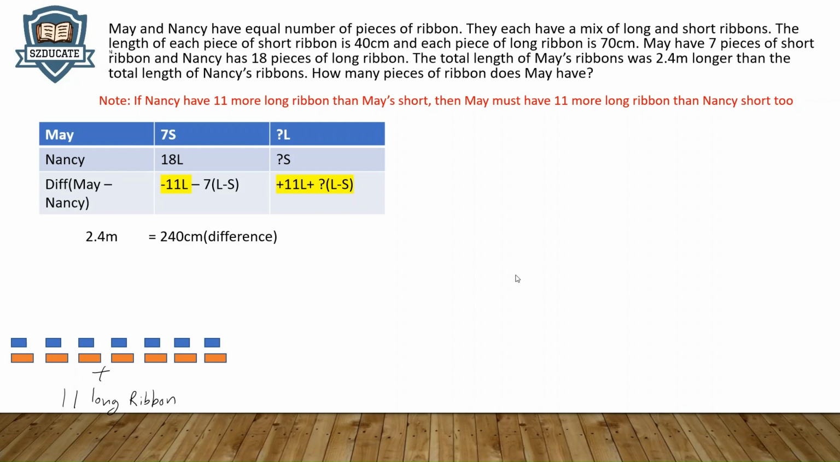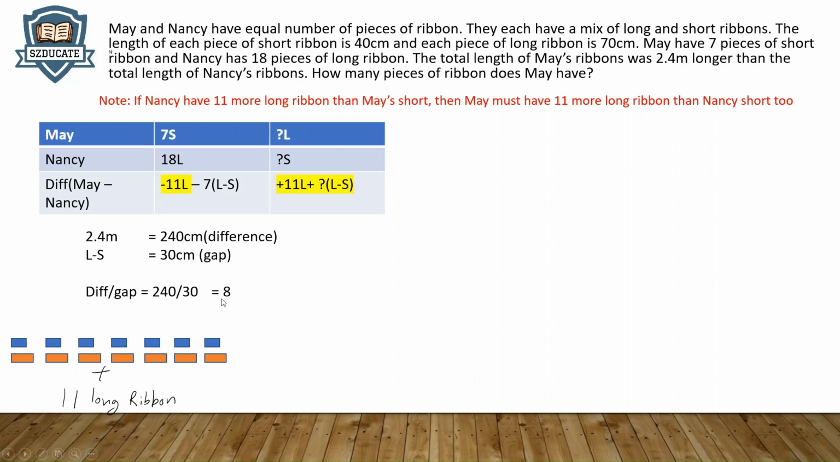Now what is the gap? The gap, because you see the minus 11 long ribbon here and the plus 11 long ribbon here, they would have cancelled each other out. So whatever that is left is only these packets. So I have a lot of all these packets. So this is the gap. The gap is one long ribbon 70 cm minus one short ribbon 40 cm. So that's the gap. And in gap and difference concept, you take your difference divided by your gap to get 8.